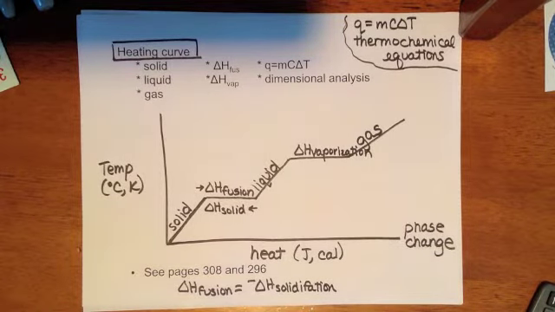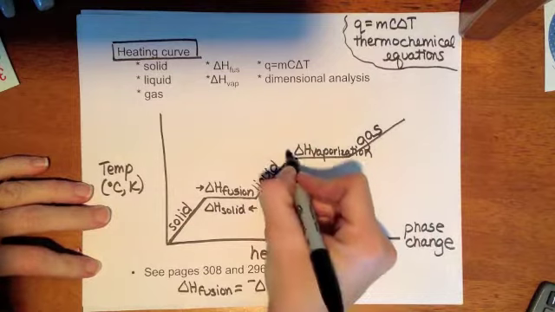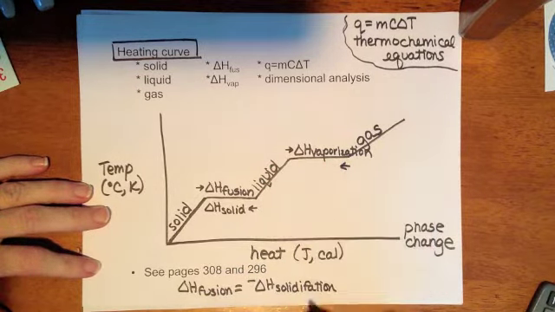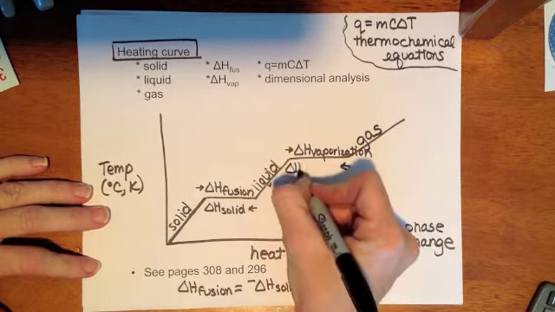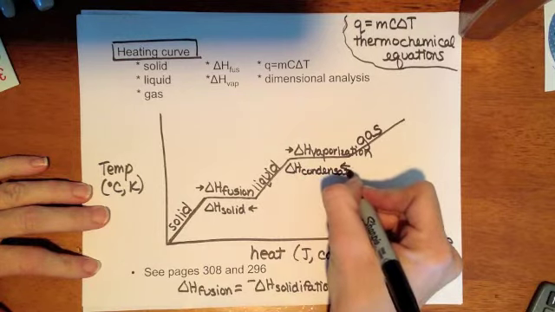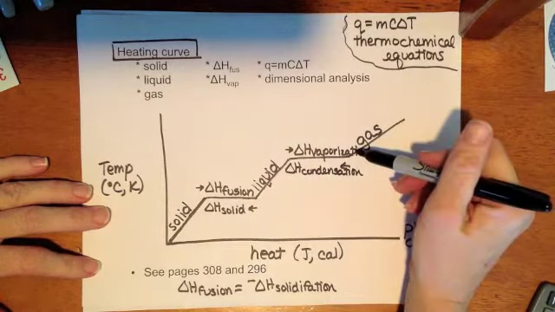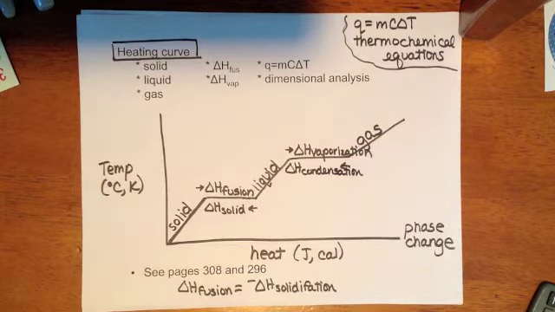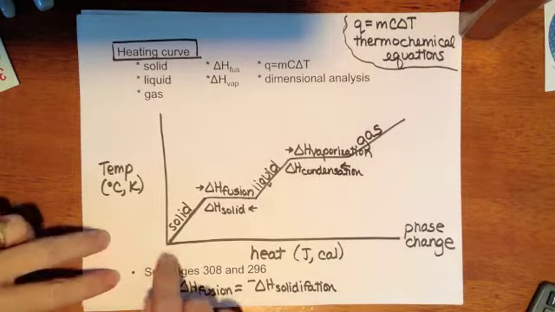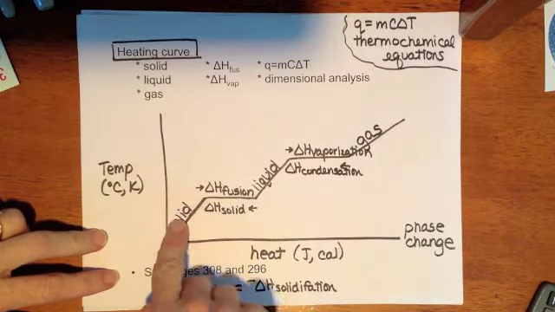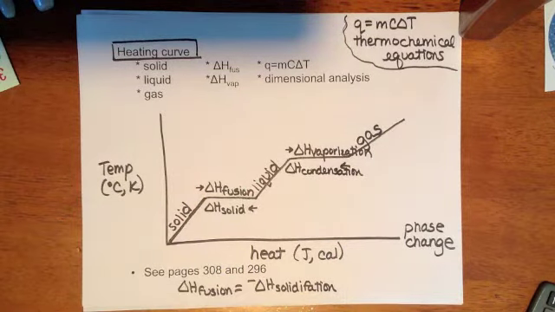The other one, heat of vaporization, is if we're going from liquid to gas. The opposite process, going from gas to liquid, would be the heat of condensation. And same thing, the heat of vaporization is equal and opposite to the heat of condensation. Okay, so in the problems, you're going to be given a substance somewhere on this graph, and you'll be asked to change that substance to a different region of the graph.